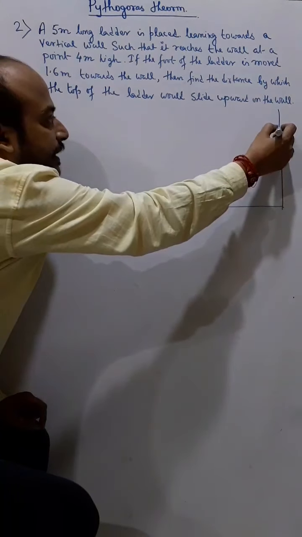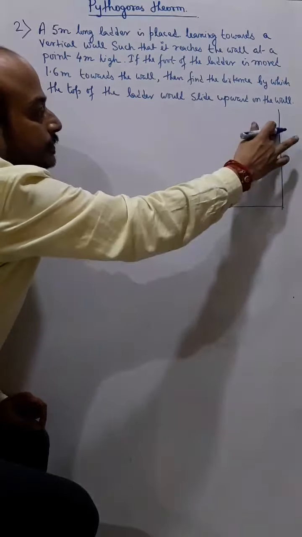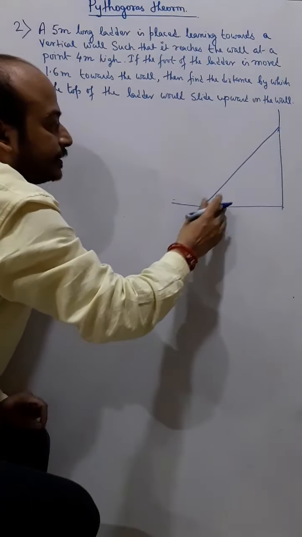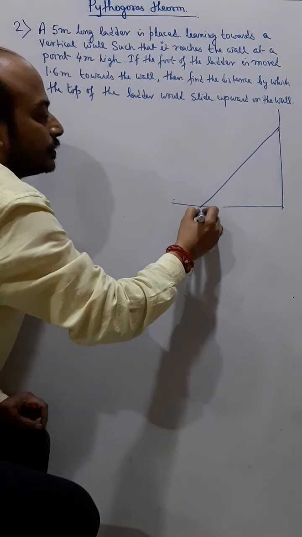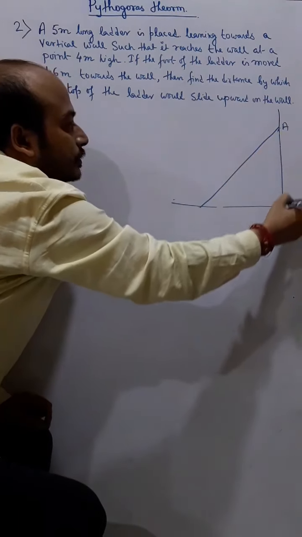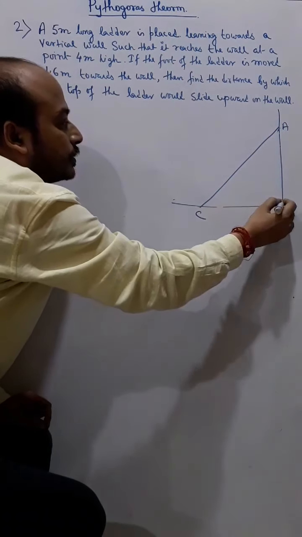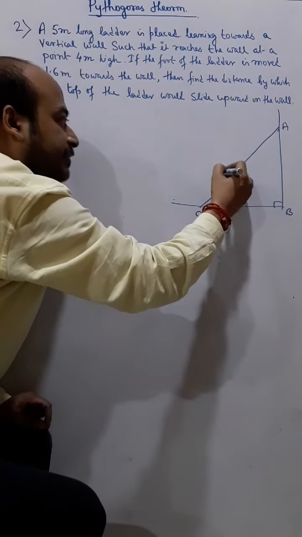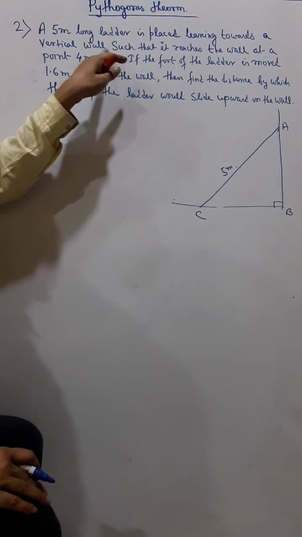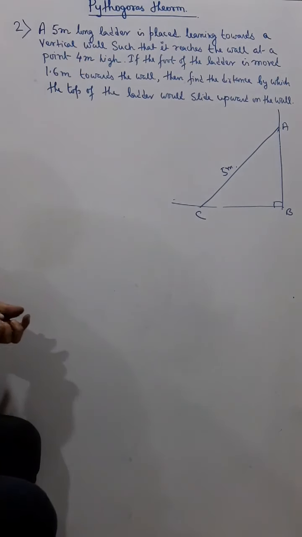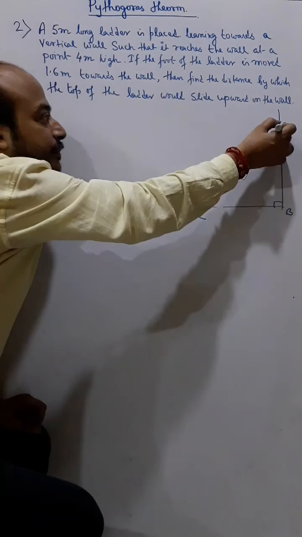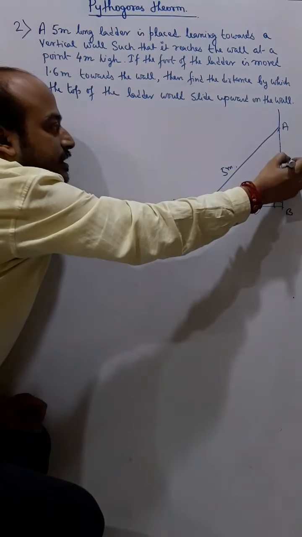So that means this is the ladder. Okay, I'm making it clear. Now this is the ladder. So AC is the ladder, that is 5 meter, and it is leaning towards the vertical wall such that it reaches the wall at a point 4 meter high. So that means this ladder reaches the wall at a point 4 meter high. So that means this is 4 meter.